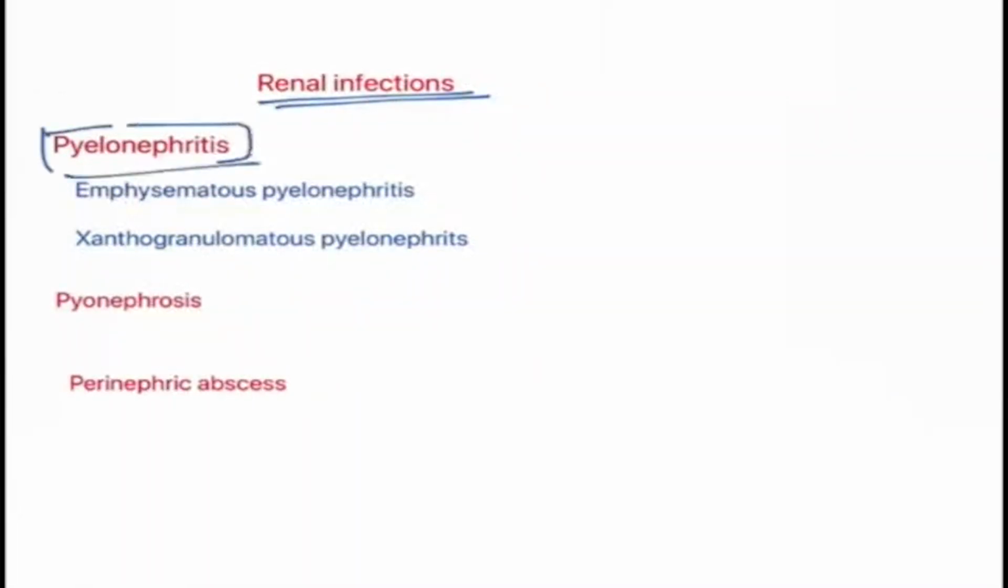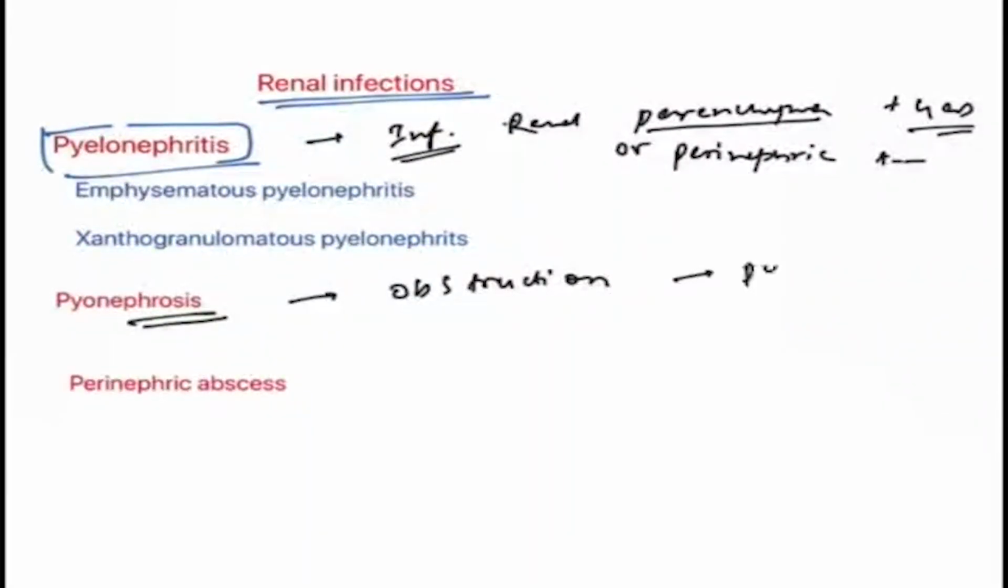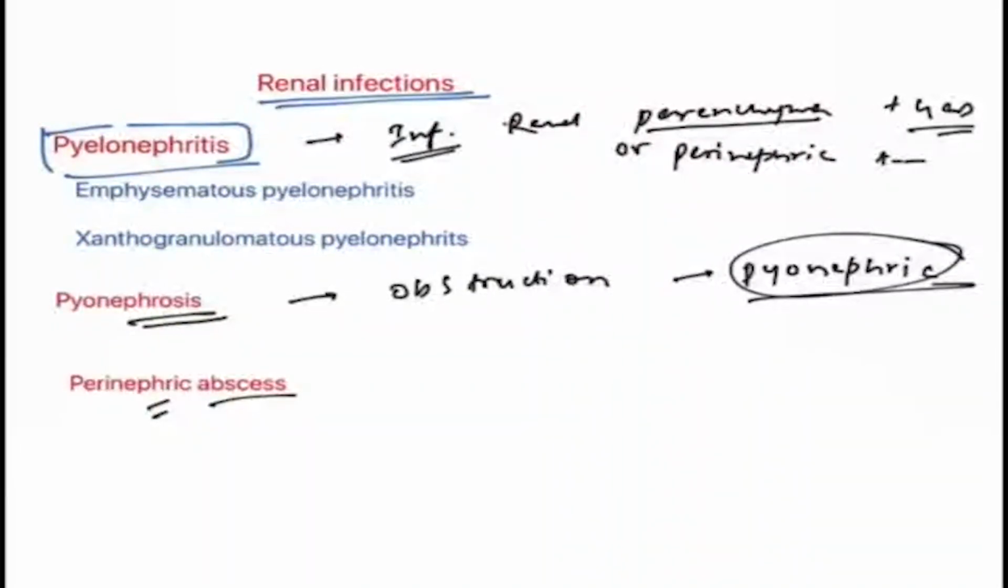Now coming to the renal infection. Pyelonephritis is the infection of renal parenchyma with presence of gas, or parenchyma with perinephric tissue infection. Pyonephrosis is when pyelonephritis progresses and there is obstruction, then this obstructed fluid gets infected and becomes a pus-filled space, and this becomes pyonephrosis.